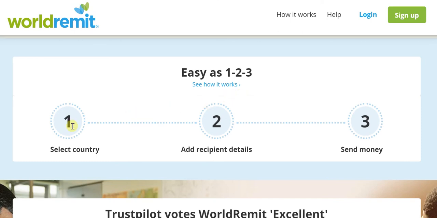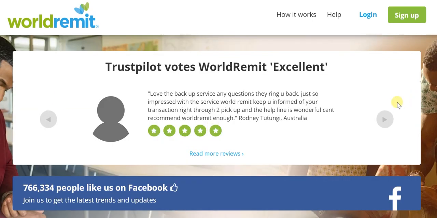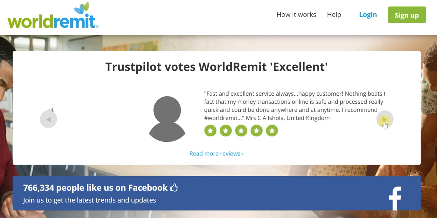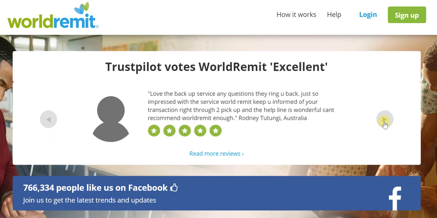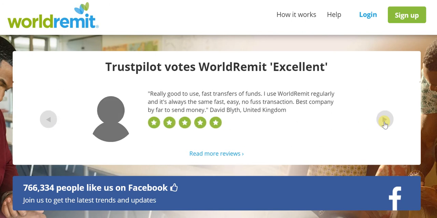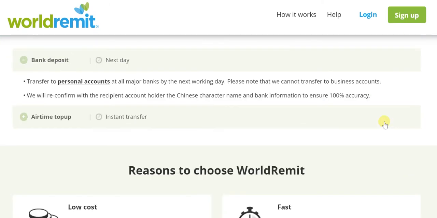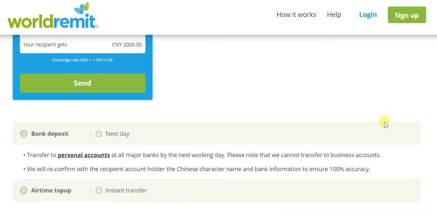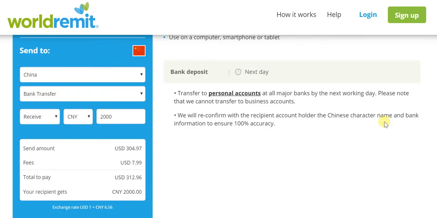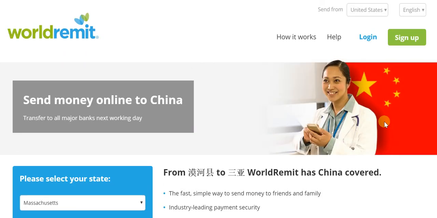And then going forward, it is well and truly as easy as 1, 2, 3. You select the country, you add the recipient details, and you send the money, as easy peasy as that. And then when it comes to ratings of WorldRemit, you can always take a look. Each time you'll find that the ratings have always been remarkable. So that's what it is. Of course, from my end, I would encourage you to Google WorldRemit. You can read about it and you can see that each and every time people have had excellent experiences with WorldRemit. So there's no reason why you shouldn't have such an experience as well.